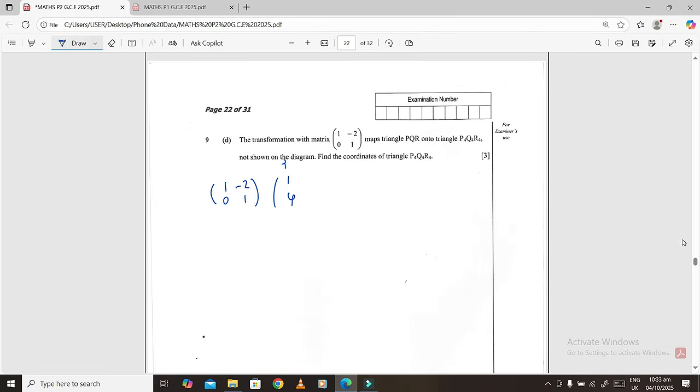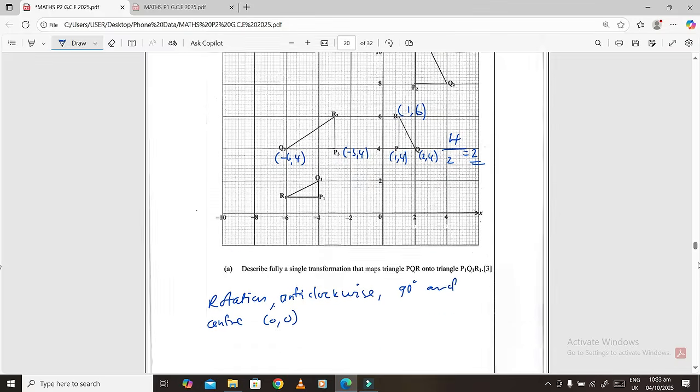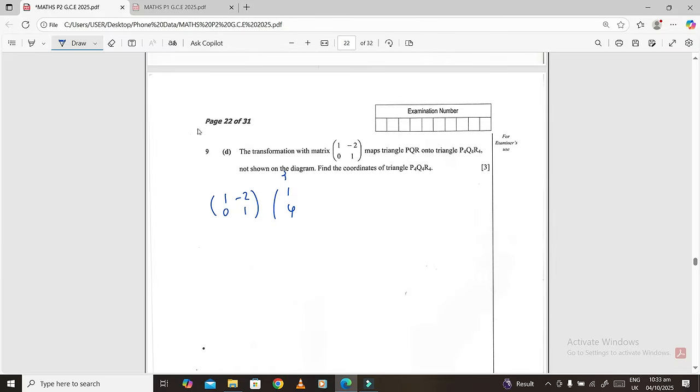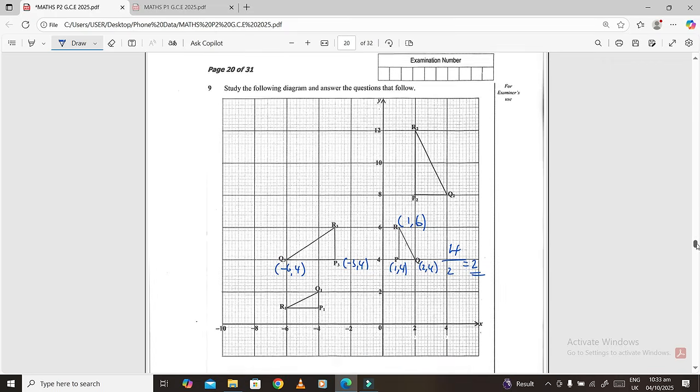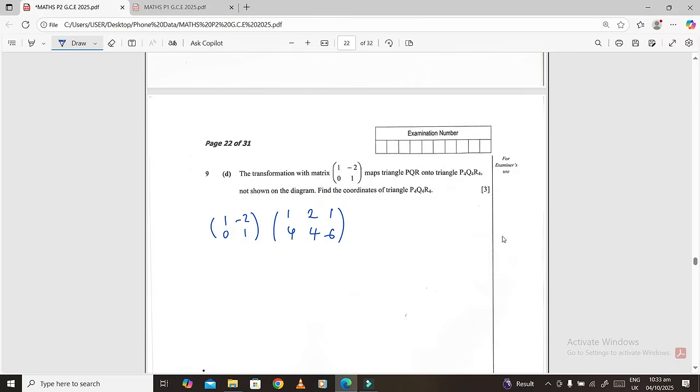Okay? And then Q is (2, 4). So P is (1, 4), Q is (2, 4), and then R is (1, 6). Let me write properly, (1, 6) like this. So you can see that's R up here, (1, 6). So now we can multiply.